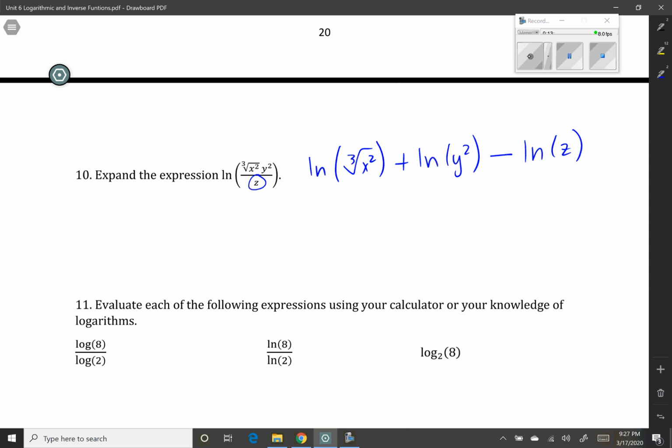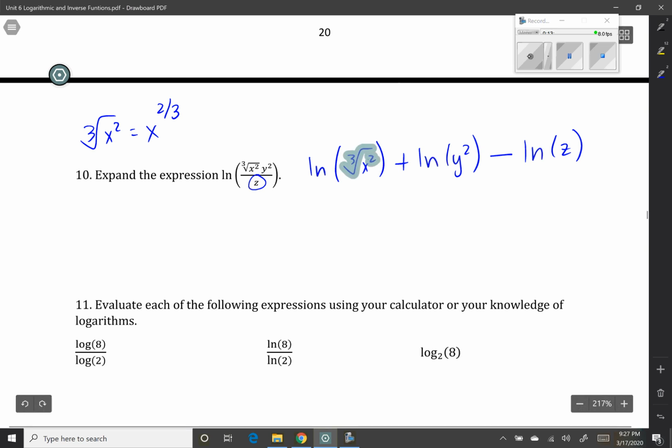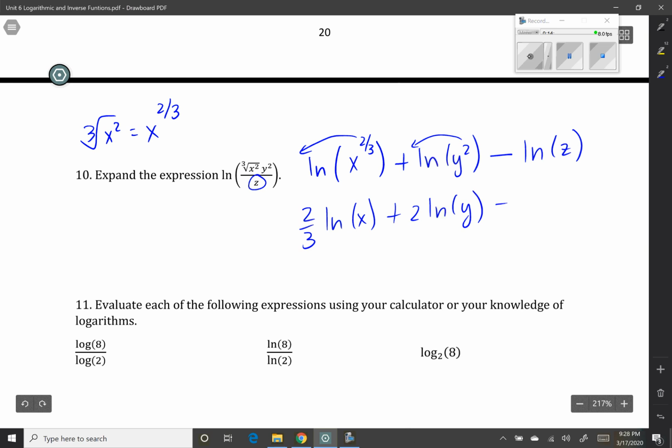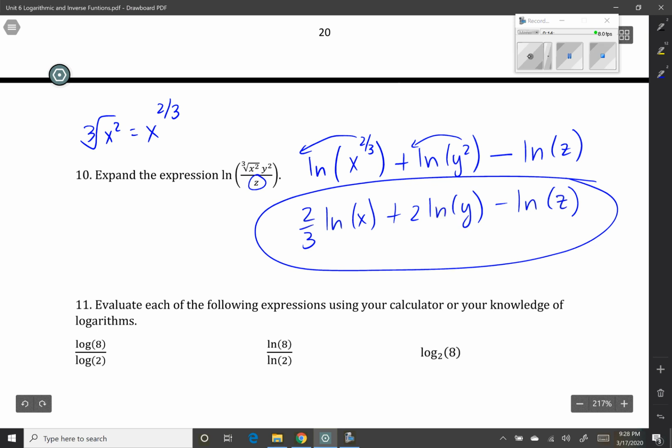Now, the cube root of x squared, again, using exponent over root, we now know that that's the exponent of 2/3. So I could even rewrite that and say this is really the exponent of 2/3. Same thing. And then we could bring our exponents to the front to completely expand my log. So I have 2/3 times the natural log of x plus 2 times the natural log of y minus the natural log of z. If you're able to do this one on your own, you're in really good shape.